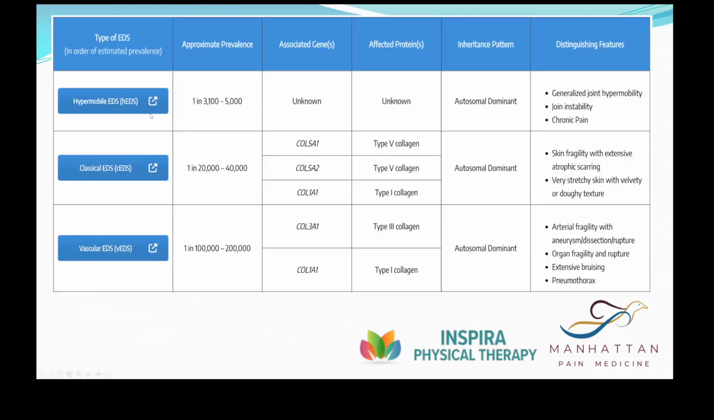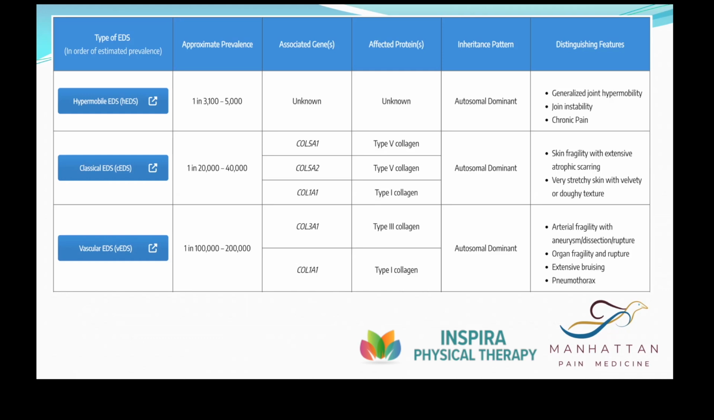So looking at the most common type of EDS, hypermobile EDS, there's about 1 in every 3,000 to 5,000 individuals. So it is fairly common as far as conditions go. We don't know any of the genes or proteins. It does seem to be autosomal dominant inherited, meaning you only need one affected parent to get it. And the core symptoms are generalized joint hypermobility, joint instability, and chronic pain.